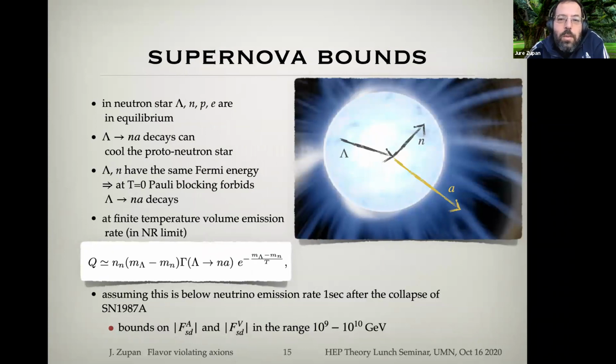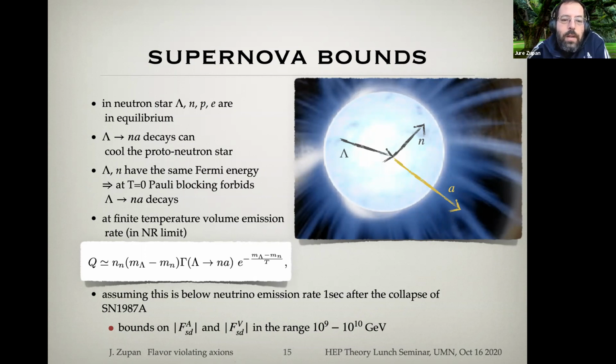So there was this supernova bound that I also showed. This was kind of interesting: in the neutron stars, the lambdas are in equilibrium with the neutron, proton, and the electron. And then what can happen is that you could have a lambda to neutron plus an axion decay. And this process would cool the proto-neutron star, because the axion would escape.